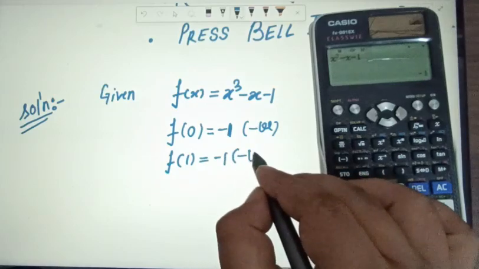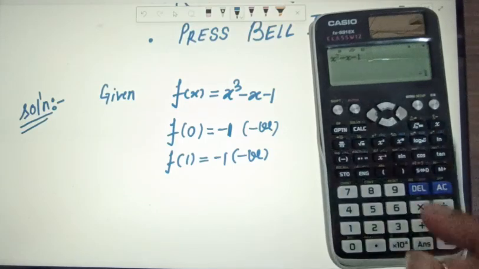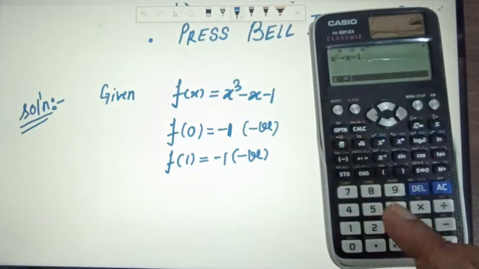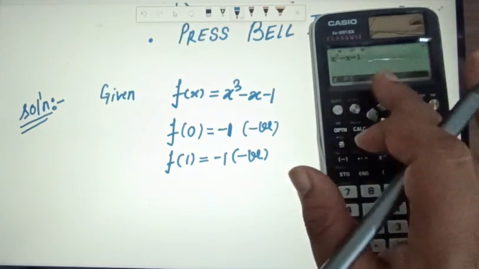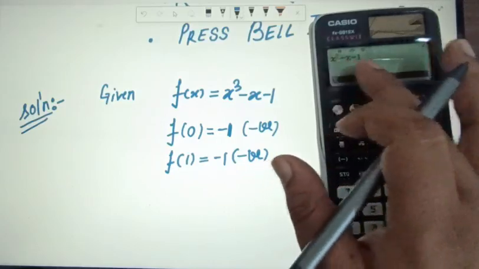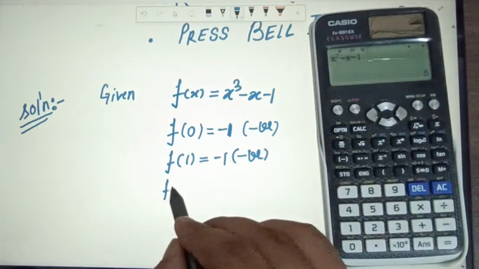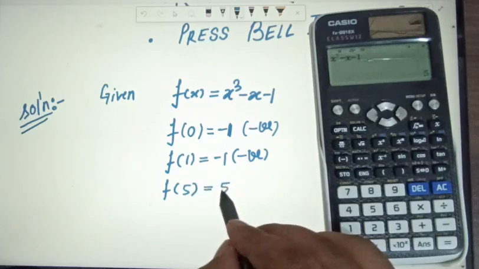As I have told you, the work is very simple in this paper. The total work is based on the calculator. Again I need to calculate another value of x, that is, I want to find the value of the function at x equals 2. So I will type here 2, then press equal, and you are getting the value as 5. So 5 means positive.